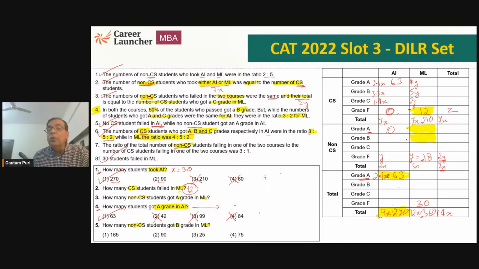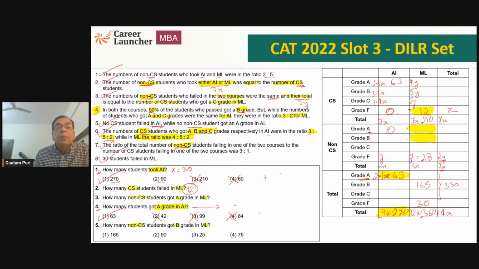Now what am I required to do? These two. Now out of 360, 30 have failed. Out of 360 students who are there in ML, 30 have failed. That means these three are going to be 330. Remember statement number 4, which we had highlighted and not used? It says in both courses, 50% of the students who passed got the B grade. So out of 330 students who have passed, 50%, which is 165, have got the B grade. Right? 165 who have passed have got a B grade.